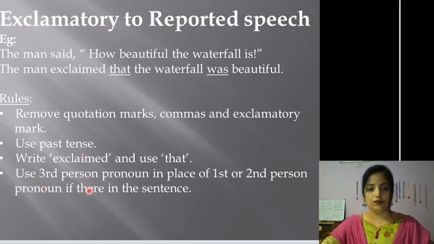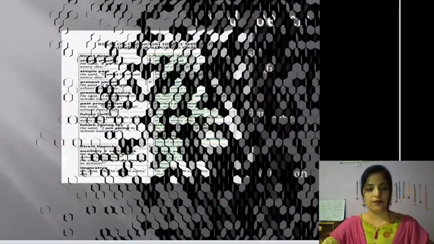Fourth rule: you cannot use first or second person pronouns, so you have to use third person pronouns, if they are available anywhere. You can see there is no pronoun used in this statement, so obviously we need not use any third person pronoun here. If the sentence has a pronoun, then only you can make the change.